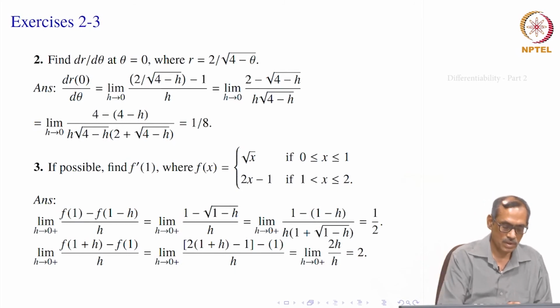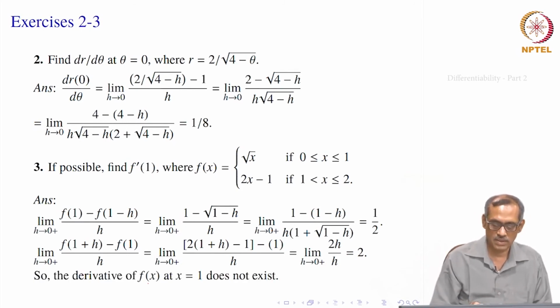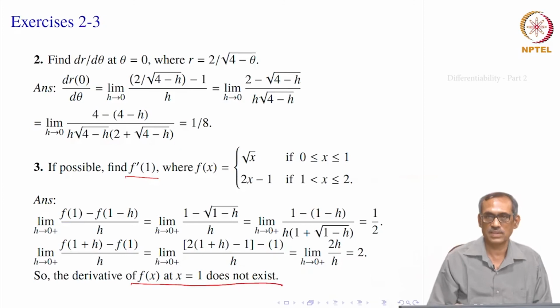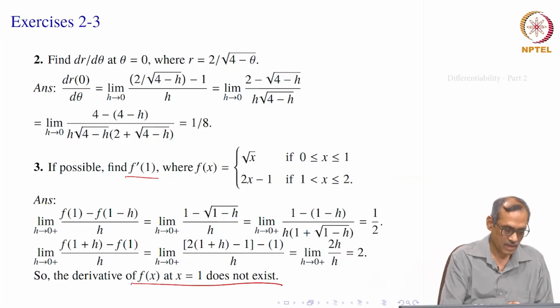So, the function is not differentiable at x equal to 1. We cannot find f prime 1, right, because the derivative of f x does not exist, or the function is not differentiable at x equal to 1.